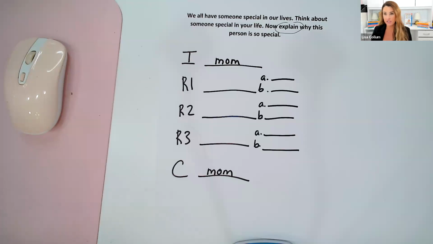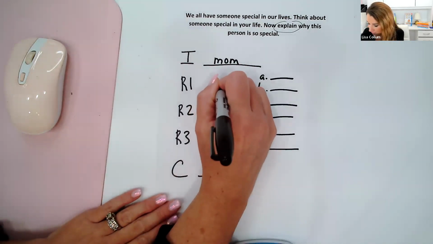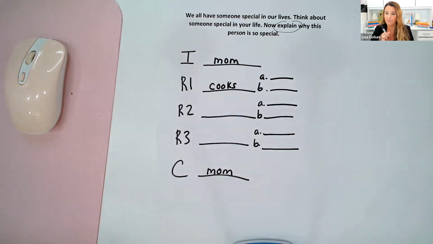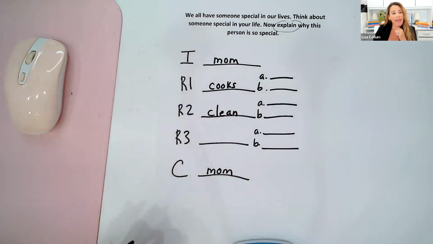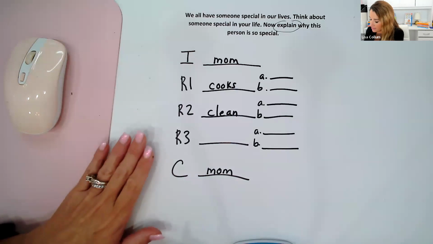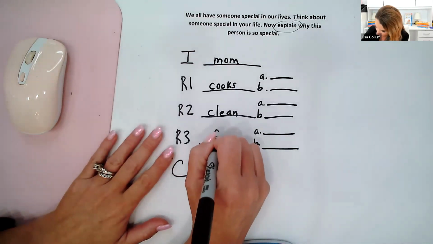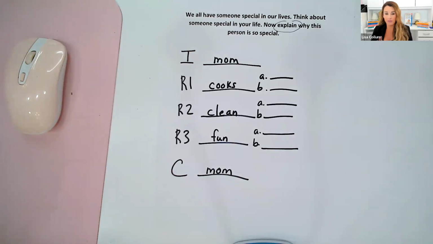So first, I'm going to pick that my mom is my special person because she cooks. And then the other reason my mom is a special person in my life is because she also helps clean. And the third reason my mom is special in my life is because she's lots of fun. Now, you can choose whatever 3 reasons you want for your special person, make sure you pick 3 reasons why that person is special.